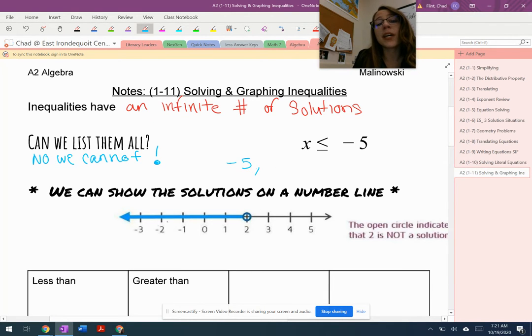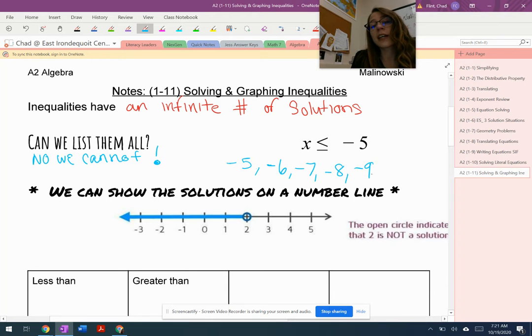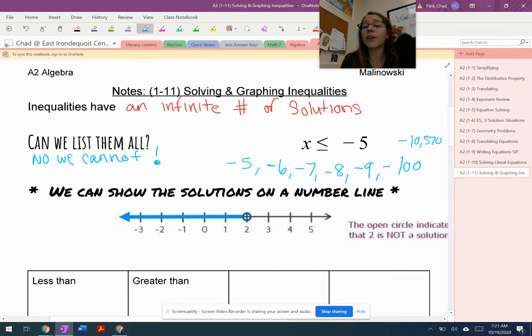-4 is bigger than -5 because it's less negative. So we want to go the opposite direction. So we want to go -6, -7, -8, -9, -100, -10,570, that infinite number of solutions. There's an infinite number of numbers that are less than or equal to -5.